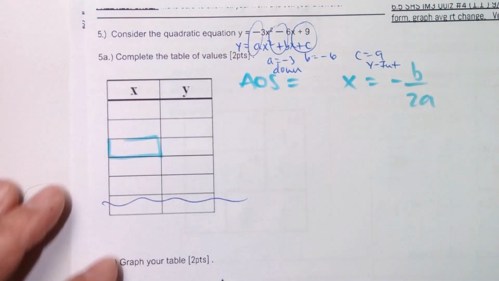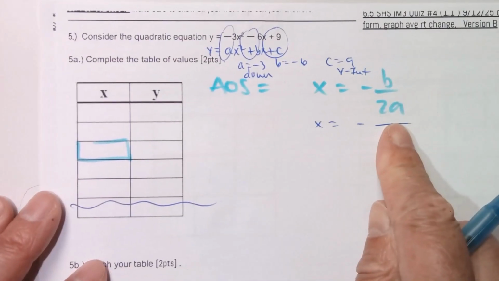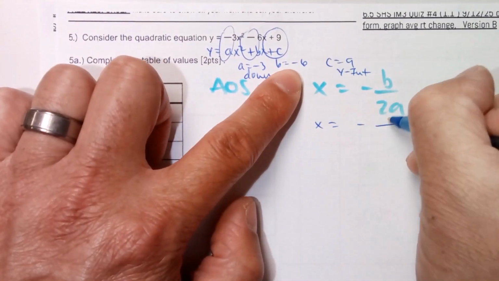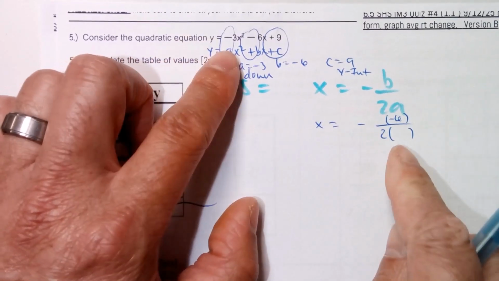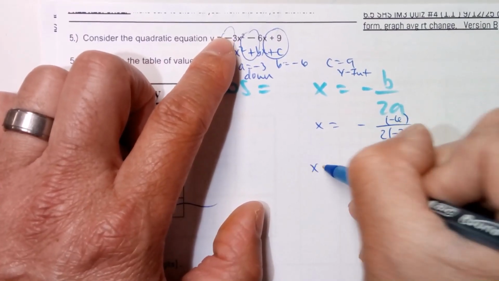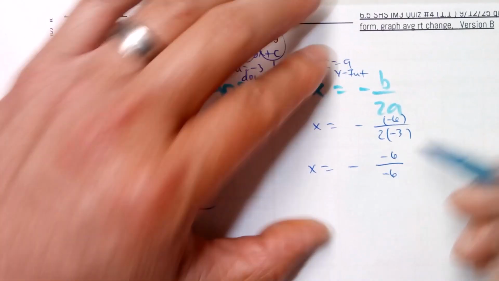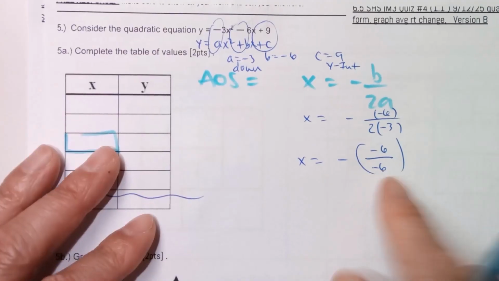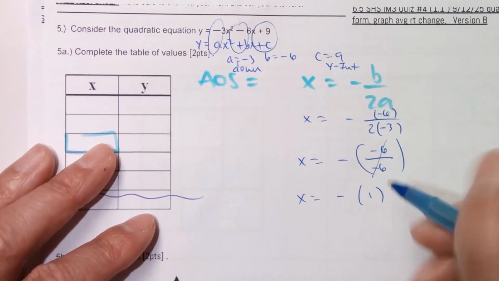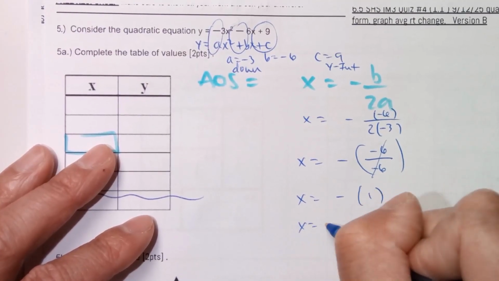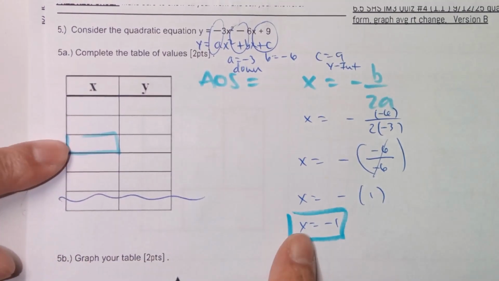To find the axis of symmetry, let's just substitute in my values. My B value is -6, and then I have 2 times the A value, which is -3. So then over here I have 2 times -3, which is -6. Remember, this cancels to be 1. So I have x equals -1, the opposite of +1, which is -1. Now that's super important because it tells me to go in the middle. If not, you're just randomly picking numbers, which is bad.